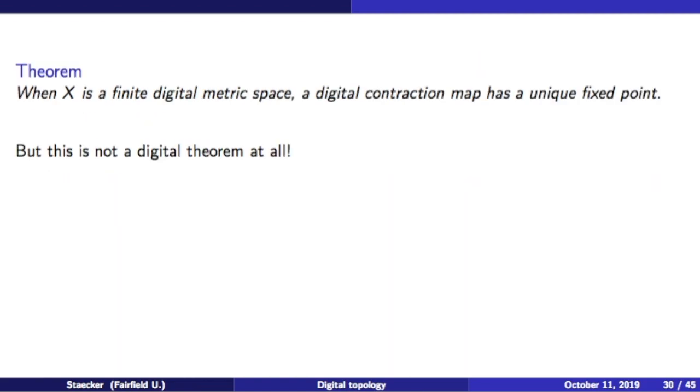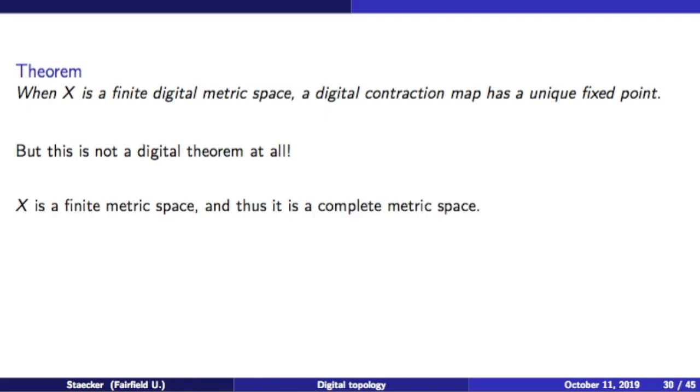Something that you realize, though, when you read the proof, is that this is not a digital theorem at all. What I mean by that is, X is a finite digital metric space. But even if we take away the word digital, it's a finite metric space. Every finite metric space is a complete metric space. And so you already have the original Banach fixed point theorem, which you can use. The digital is not necessary at all right here.